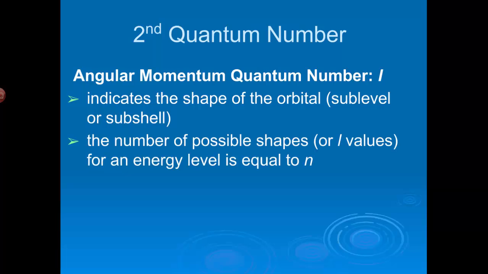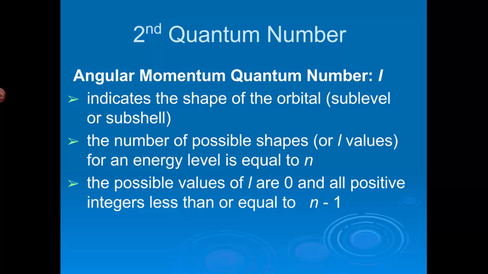The number of L values that you can have is equal to the value of n. So if you have n equals 2, that means there are 2 possible values for L, because there are 2 sublevels on the second energy level: 2s and 2p. So there are 2 values of L. The actual values of L start at 0 and are positive integers, and they go up to whatever the n value is minus 1.